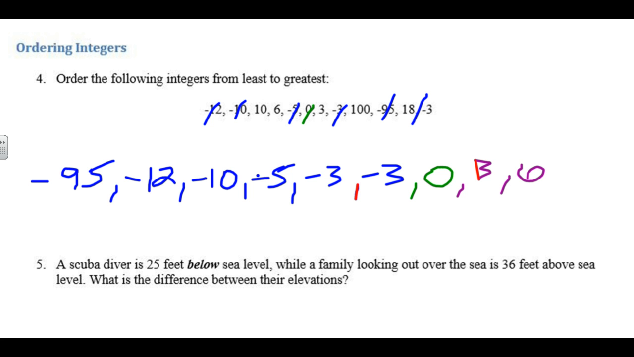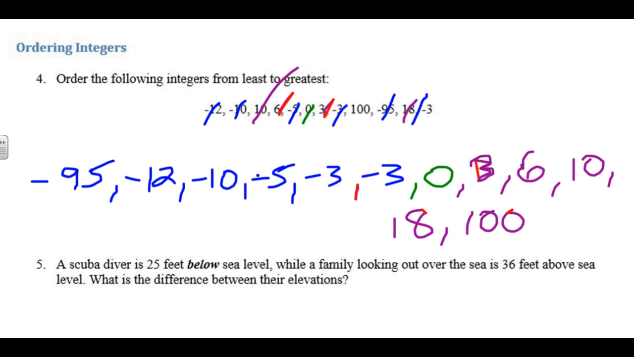This is just ordering as we're familiar with. 3, 6, make that look like a 3. 3, 6, 10, 18, and 100. So from least to greatest, negative 95, negative 12, negative 10, negative 5, negative 3, negative 3, 0, 3, 6, 10, 18, and 100.